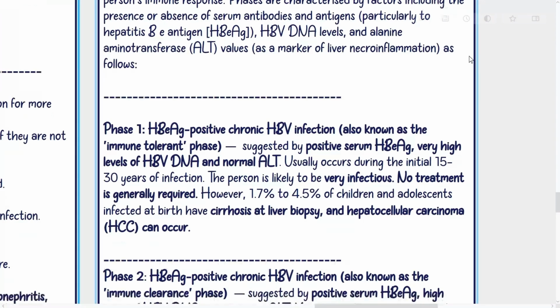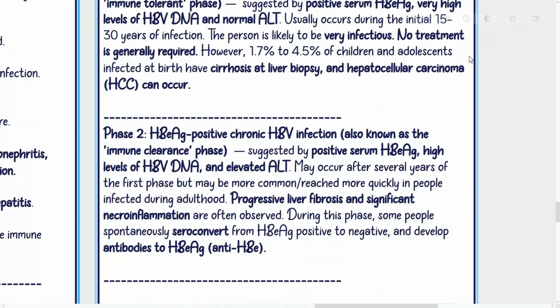can occur. Phase 2. Hepatitis B e antigen positive chronic HBV infection, also known as the immune clearance phase, suggested by a positive serum hepatitis B e antigen, high levels of HBV DNA, and elevated ALT. May occur after several years of the first phase, but may be more common or reached more quickly in people infected during adulthood. Progressive liver fibrosis and significant necroinflammation are often observed. During this phase, some people spontaneously seroconvert from hepatitis B e antigen positive to negative and develop antibodies to E antigen.